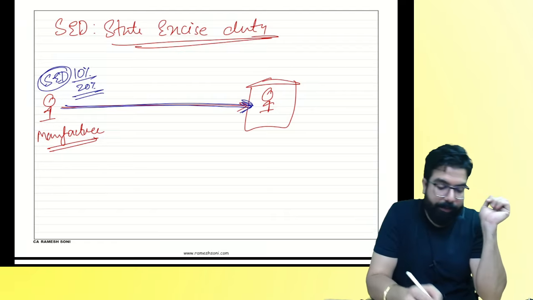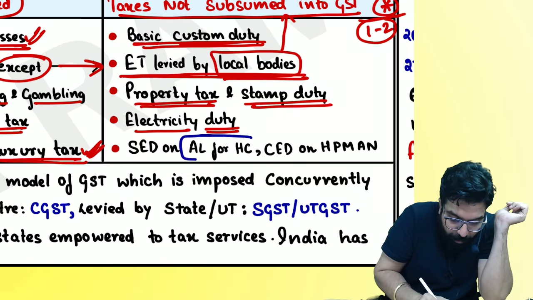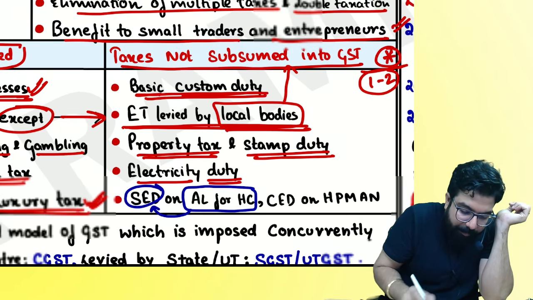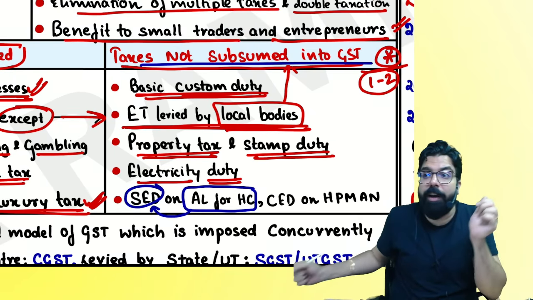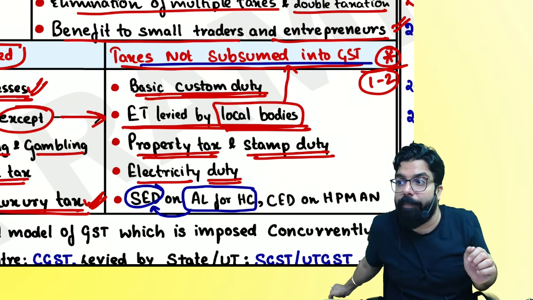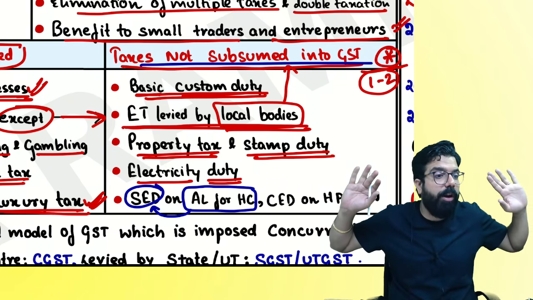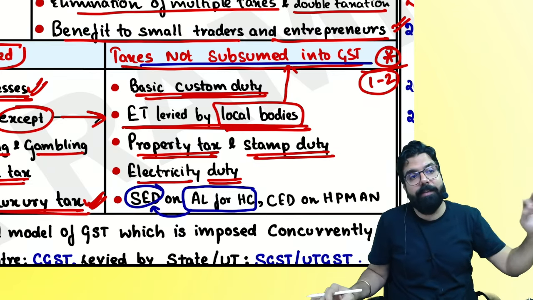Yes, everyone. Next. So whenever alcoholic liquor for human consumption is made, what is to be paid, everyone? Is it still continuing? Because I had already told you, the state government said we will not give up our alcohol. So on alcohol, GST will not come. But what will come? State excise duty.